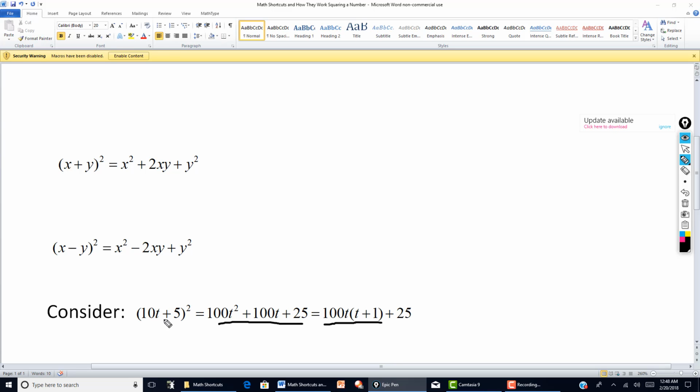This is telling me that 10t plus 5, or a 2-digit number that ends in 5, squared is equal to, okay, so it's saying multiply the number in the tens position by one more than the value, and that is multiplied by 100, and then you add the square of, in this case, 5, which is 25.